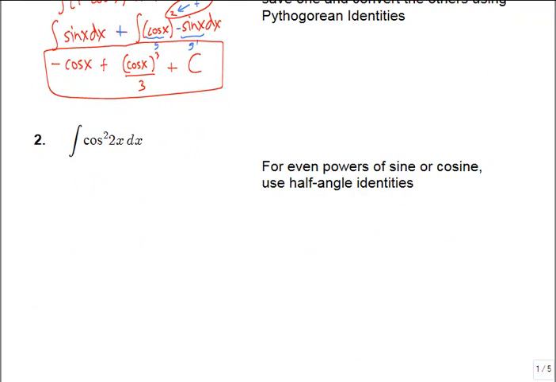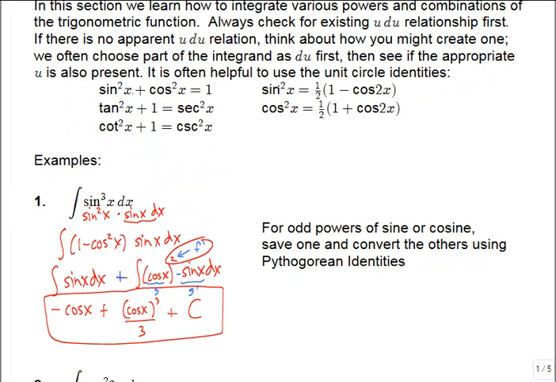Let's try the integral of cosine squared 2x dx. Now this time it's an even power. When you have an even power of sines or cosines, then that's when you're going to use these half angle identities up here. And we have a cosine, so we're going to use this one right here. Notice what happens when you use these half angle identities. You're going to be given the left side, so when you convert it, look at what happens to the angle.